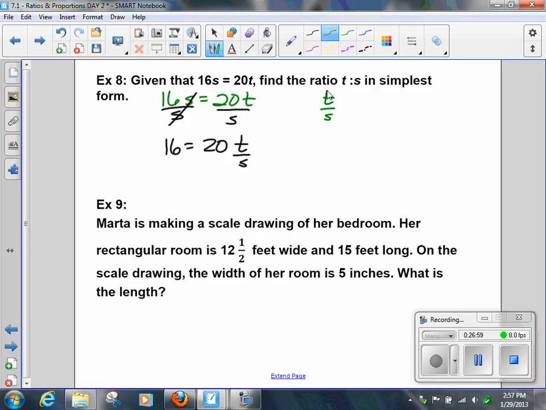Go, Alexis. Divide by 20. All right, so it's going to give me T over S is equal to 16 over 20. Ooh. Why did I ooh? It's not simplified. What does that simplify to?